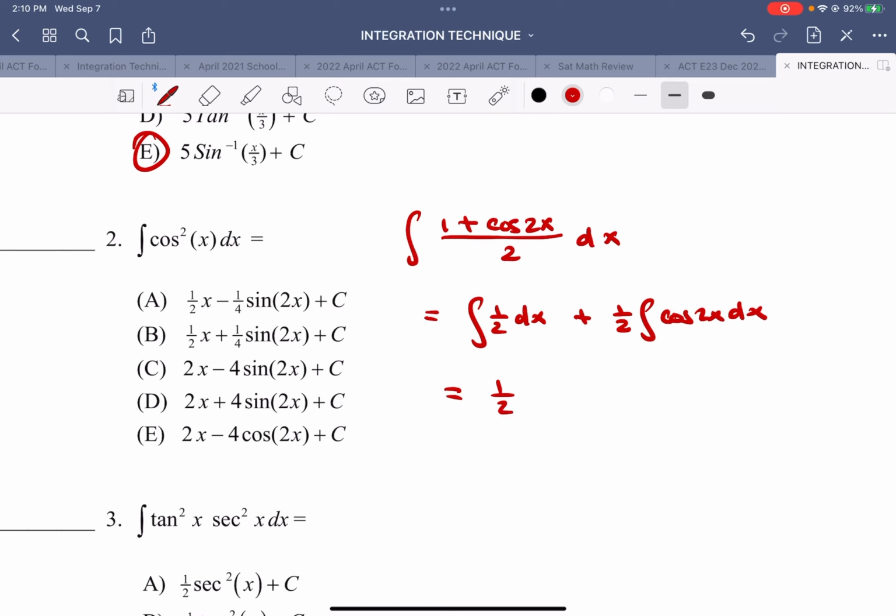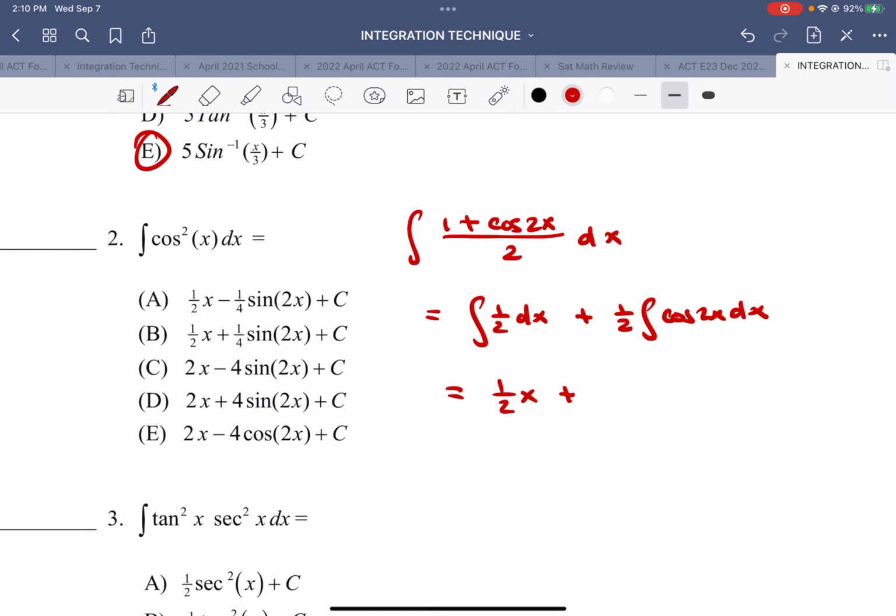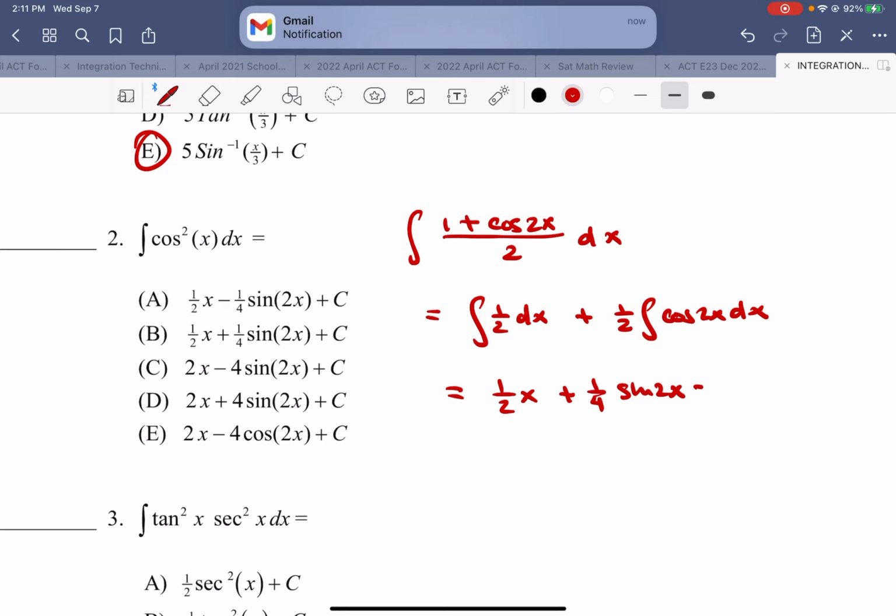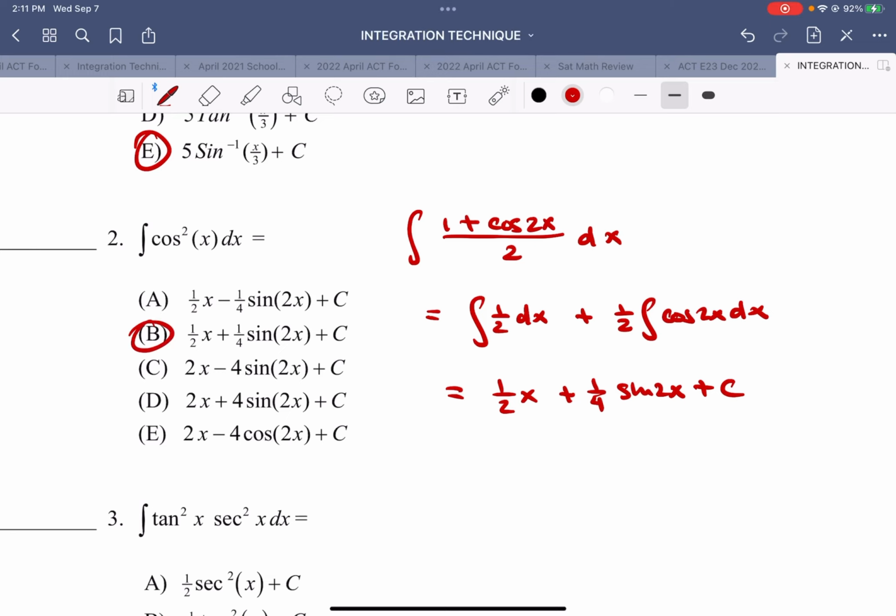So this one, 1 half x. And then if you consider the chain rule in your head, that will be plus 1 over 4, because for the derivative of 2x, the 2 comes out. So sine 2x and plus c. Okay, so if you look at the answer choices, B will be your final answer.